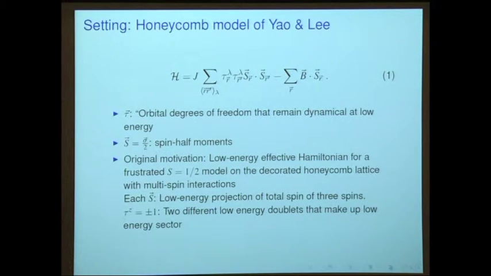And disorder now is going to be for us simply knocking off both the tau and the S variables from a site R.